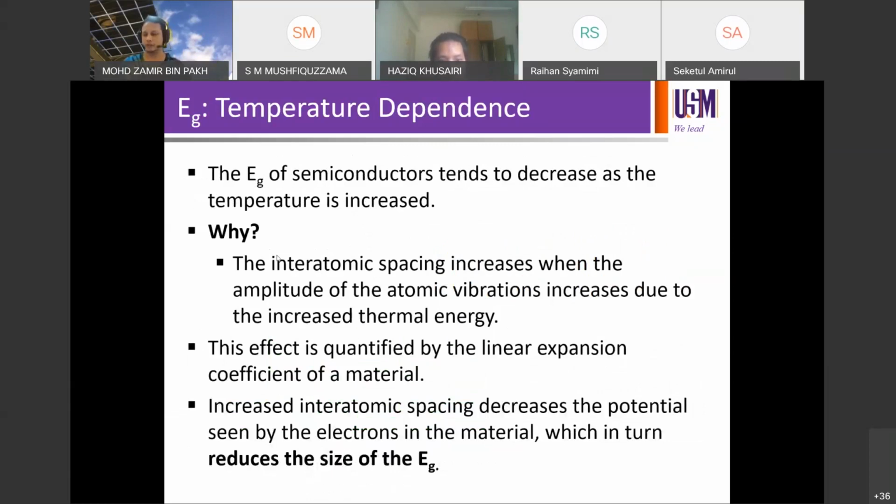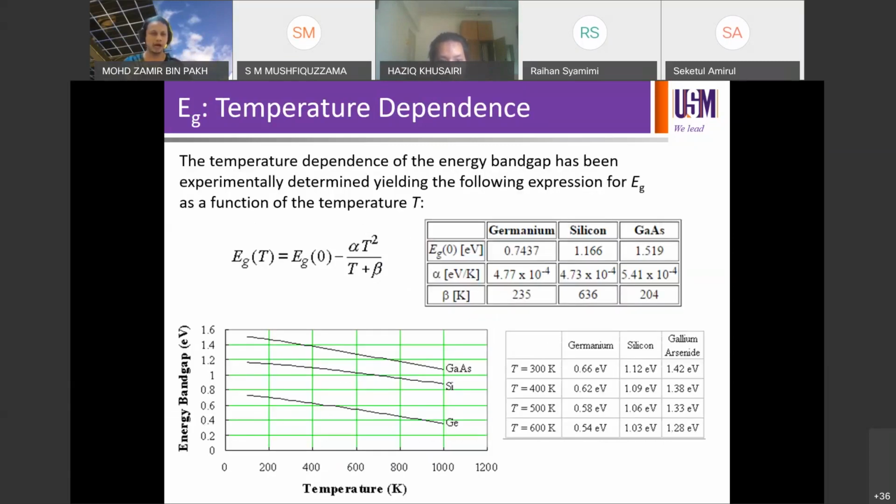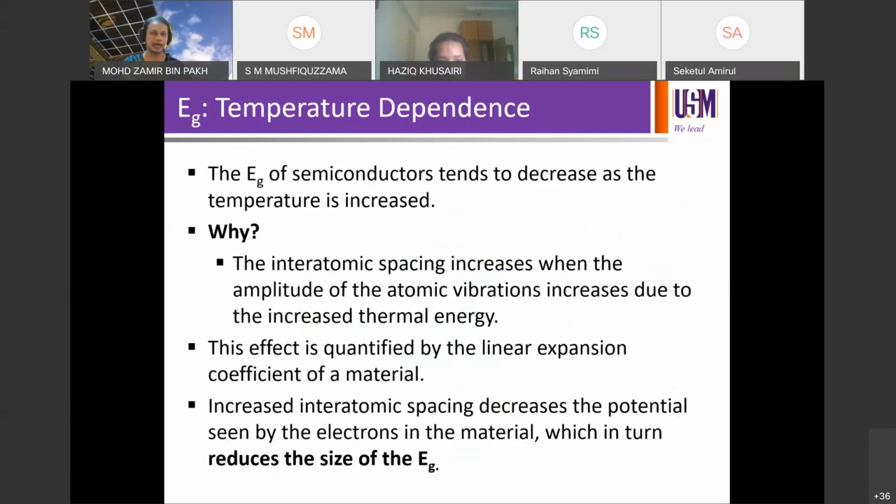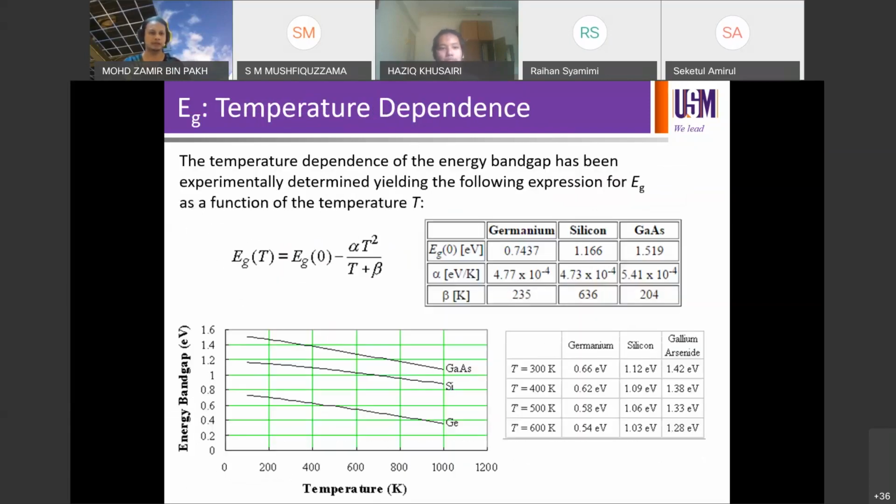We're going to see more and more later on. So let's see how temperature and band gap affect conductivity. Temperature dependence is the first one. The temperature dependence of the energy band gap has been experimentally determined. You can look into this equation and the table summarizing the results of the experimental findings, from the table down here and also from the plot here.